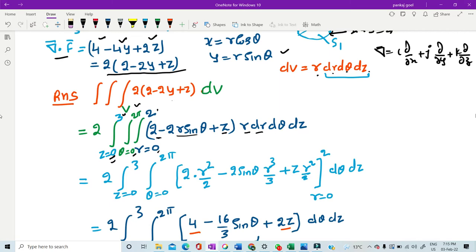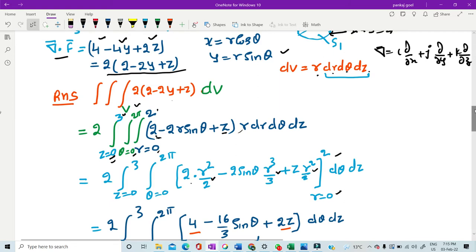So first we will integrate with respect to r. Integrating with respect to r, since r is in multiplication, we get r square by 2 for the first term, r cube by 3 for the second term, and r square by 2, and put the limit 0 to 2.